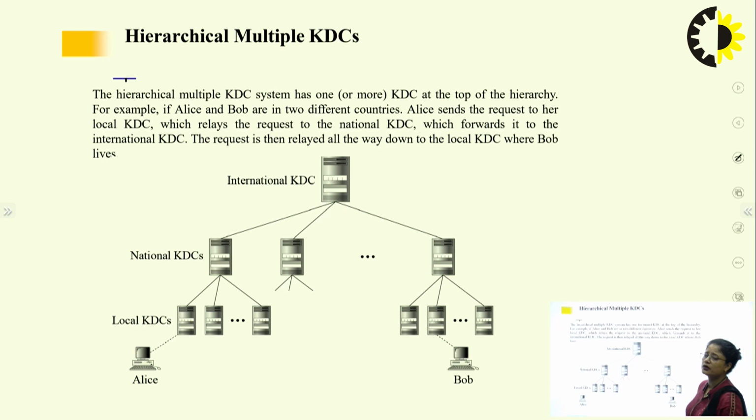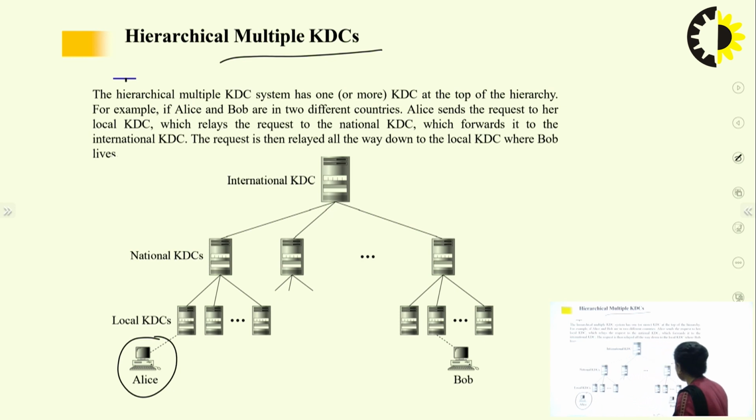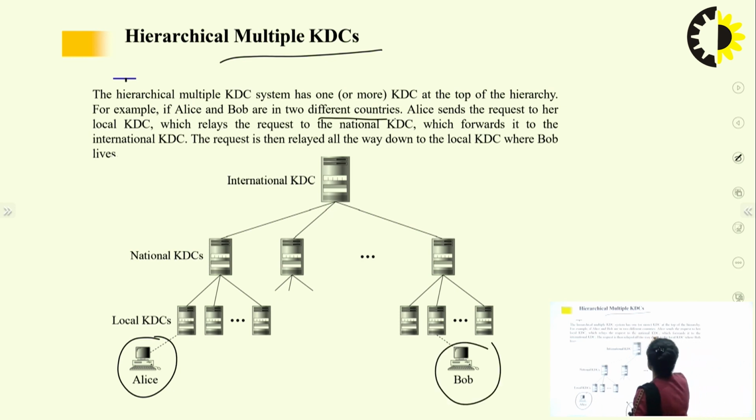Another way of organizing the KDCs is going for a hierarchical kind of structure. Here we have a tree-like structure of KDCs, and if Alice and Bob are in two different domains, let us say two different countries, and Alice wants to connect with Bob, Alice will send a request to the local KDC that she wants to connect with Bob, who is in a different country, or maybe in a far domain. So what will the local KDC do?